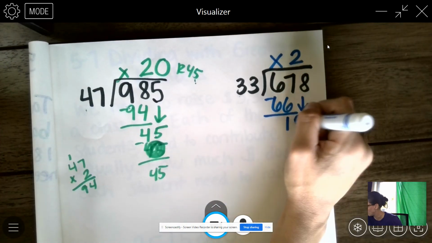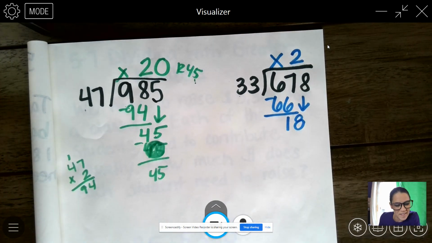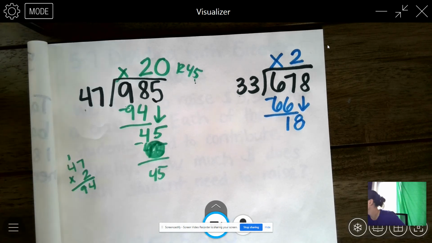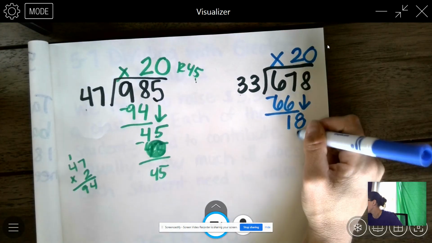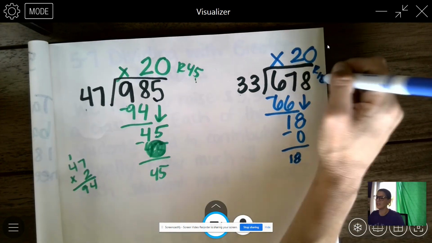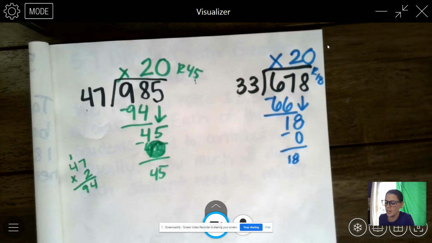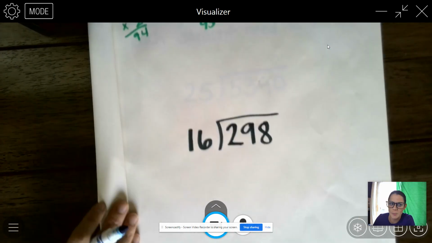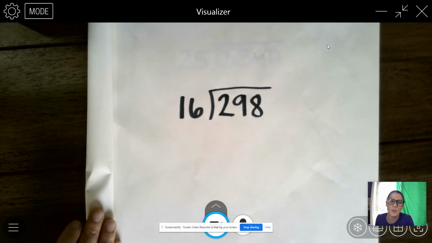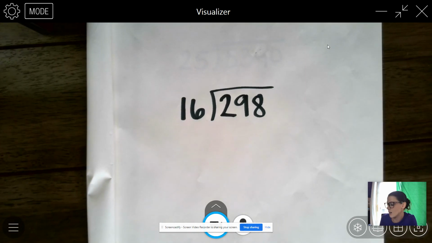Subtract, bring down my 8. Can 33 fit into 18? It cannot. This is another one where my answer would be 20 remainder 18. So it's another one where I have a 0 in the quotient. Now, you've caught on to the routine over the past couple of days. Do this one on your own. So hit pause and then hit play when you're ready to go over the answer.